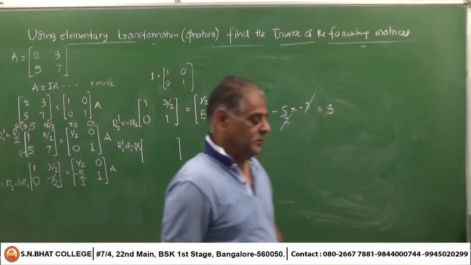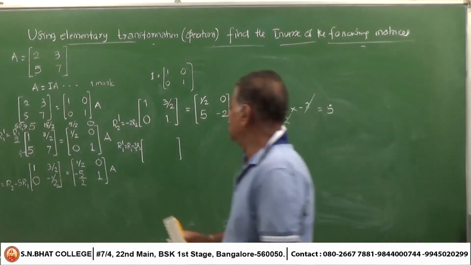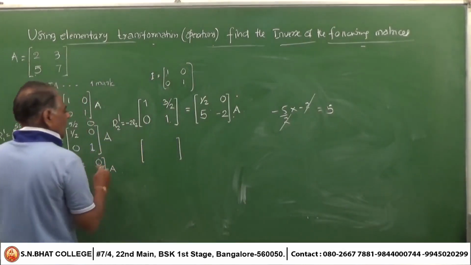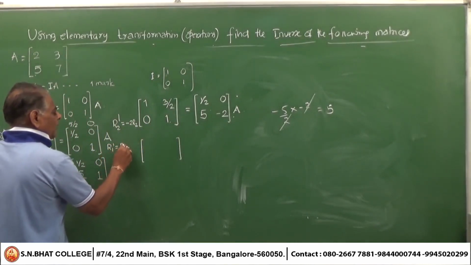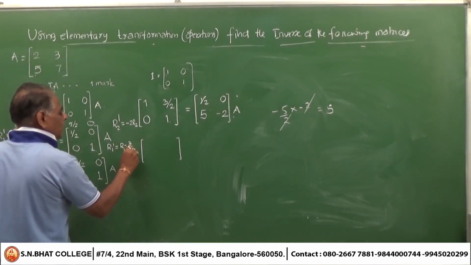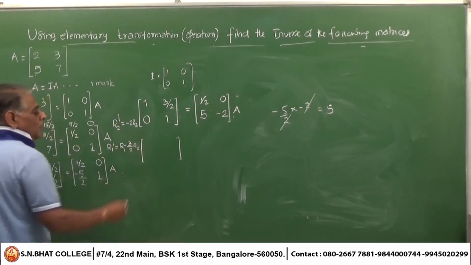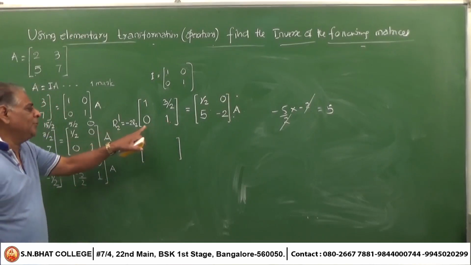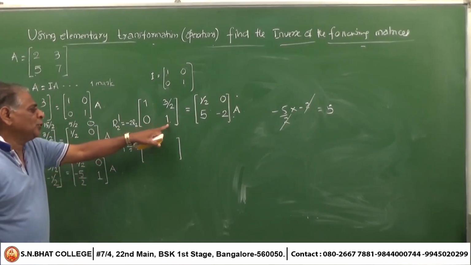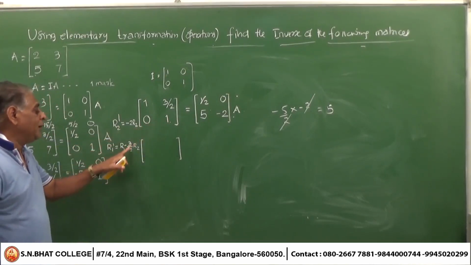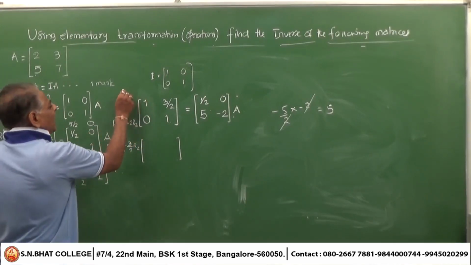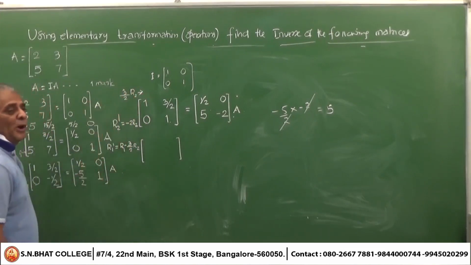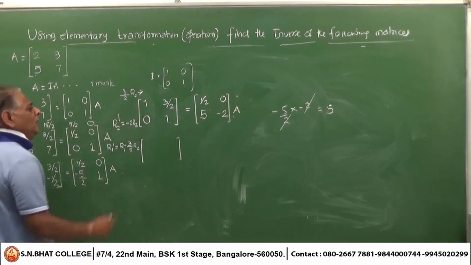R1 dash is R1 minus 3 by 2 R2. That means I have to make this, in R2, to be 3 by 2. Therefore, multiply R2 by 3 by 2 and subtract from R1. You calculate 3 by 2 R2 here.